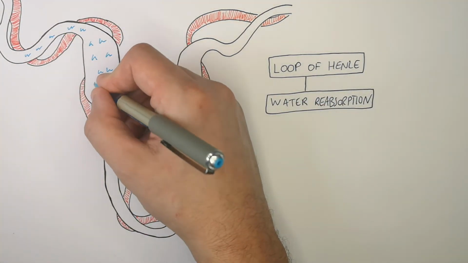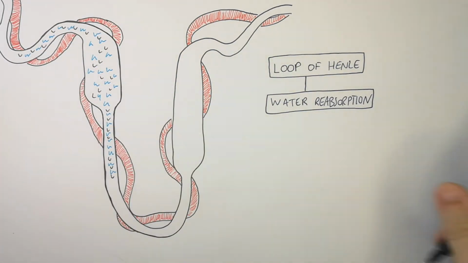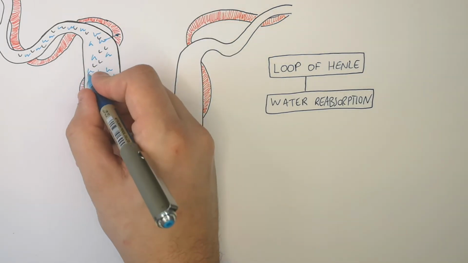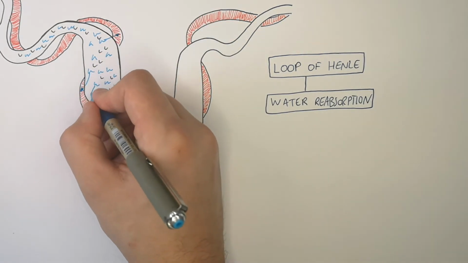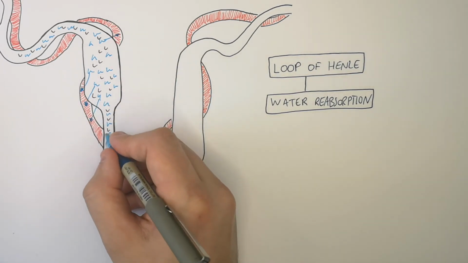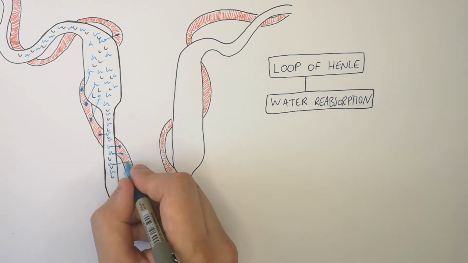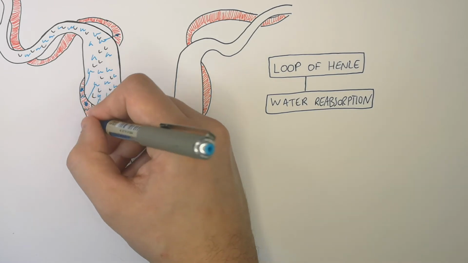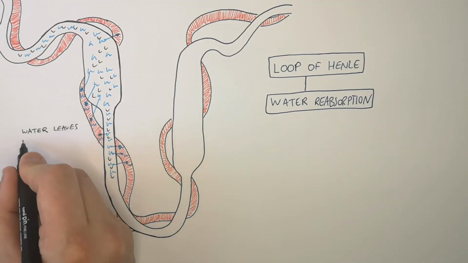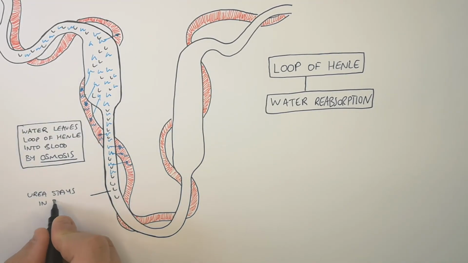Water and urea now enter from the first convoluted tubule into the loop of Henle, whereby water now osmoses from a high to low concentration from the loop of Henle into the blood. So remember, water is reabsorbed by osmosis, the movement of water from a high to low concentration through a partially permeable membrane. The partially permeable membrane now being the capillary membrane and the loop of Henle nephron membrane. So remember, water leaves the loop of Henle into the blood by osmosis, and urea stays in the nephron.